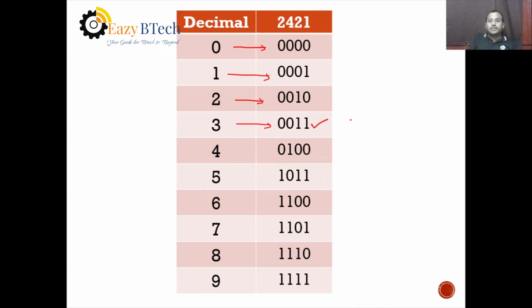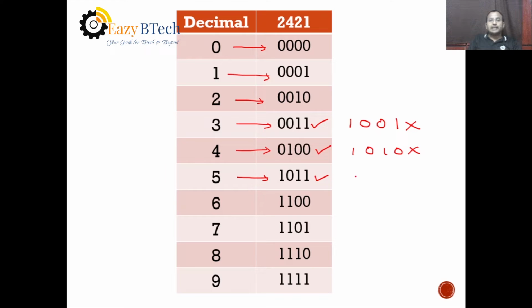Another possible representation that you can do is not a valid combination. If you add the weights you will also get 3, but this representation is not used. Similarly, for 4, the valid representation is 0100. The other possible combination to represent 4 is 1010, but this is also not a valid representation. And for 5, the representation that is used is 1011. So this is a valid representation.